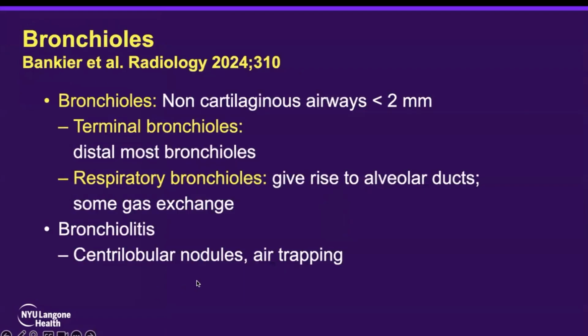The small airways are termed the bronchioles, and typically are non-cartilaginous airways that are less than 2 millimeters in size and are composed of terminal and respiratory bronchioles. The respiratory bronchioles are distal to the terminal bronchioles and give rise to alveolar ducts and do have some gas exchange. And we use the term bronchiolitis to imply disease at the small airway level. Centrilobular nodules and air trapping are indicators of small airways disease.